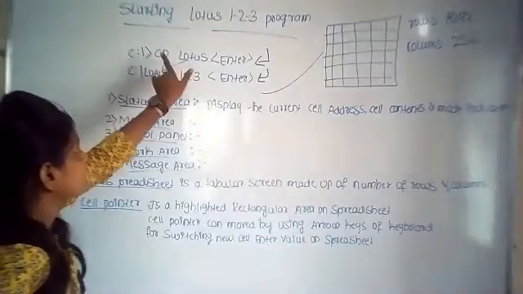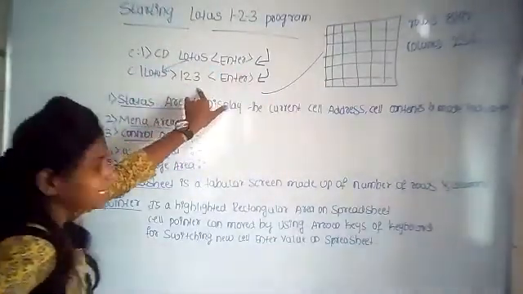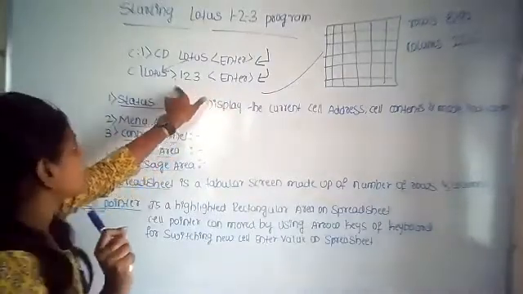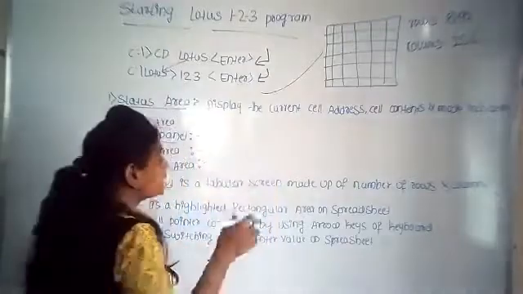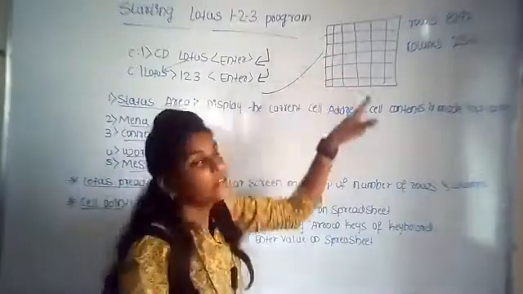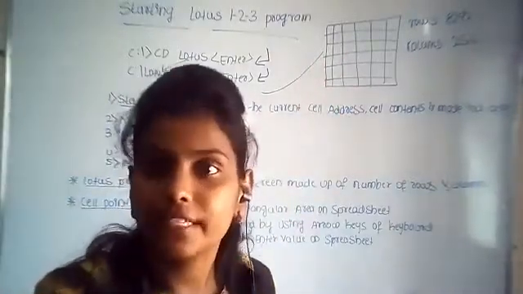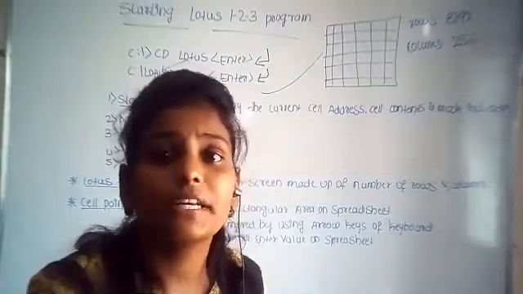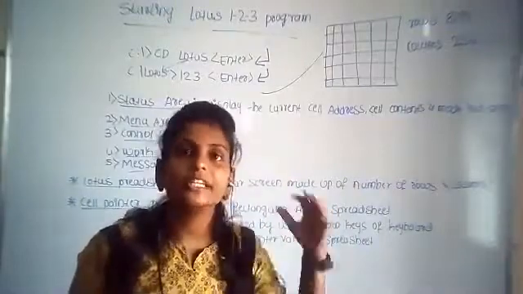Then you need to enter CD Lotus, then enter 123. You need to type the number 123, then press the enter button. Immediately it opens one page. That page is called an electronic spreadsheet. The Lotus 1-2-3 electronic spreadsheet is open.